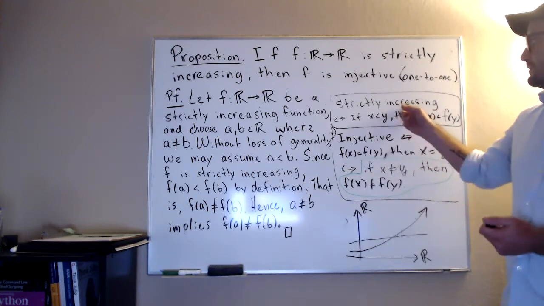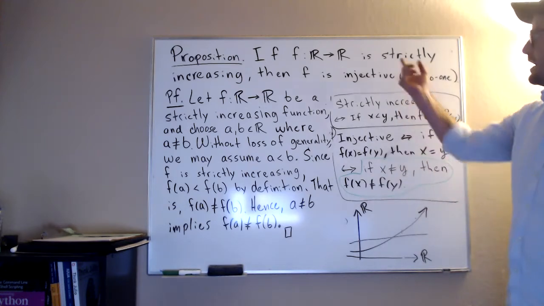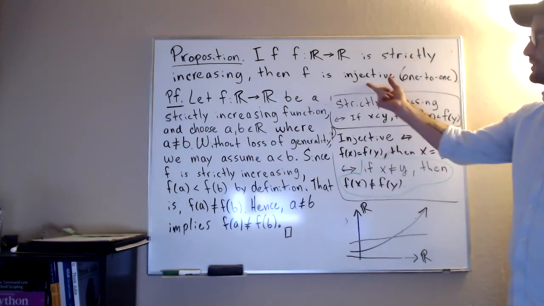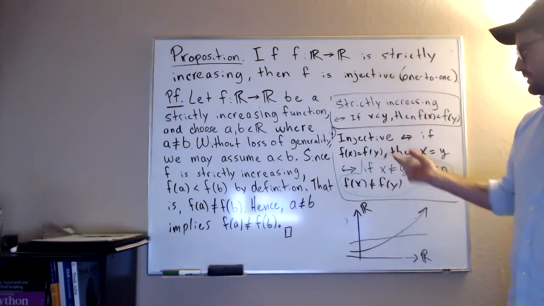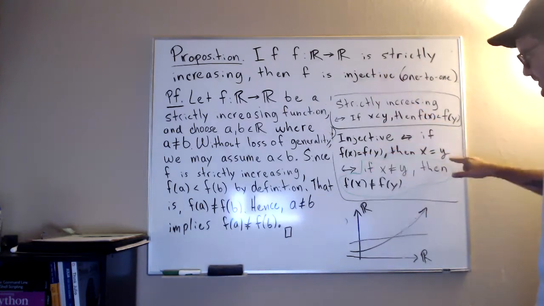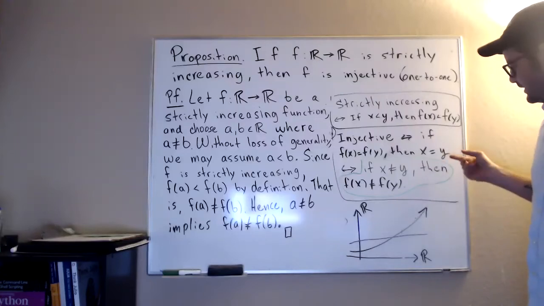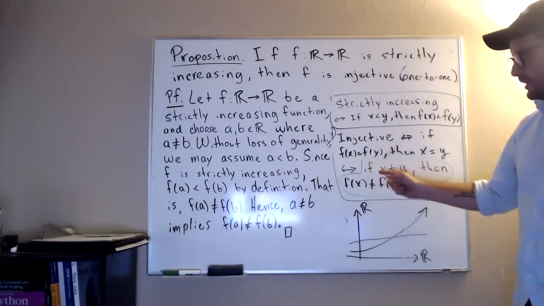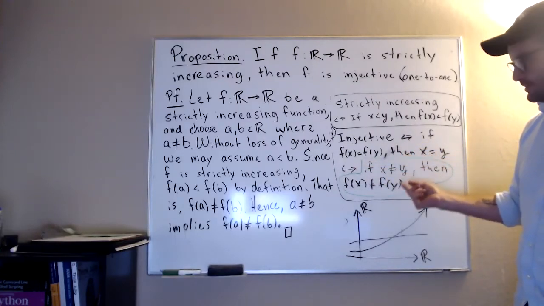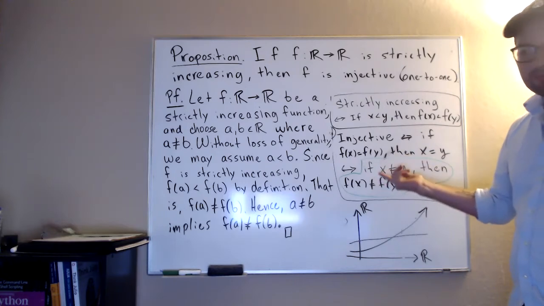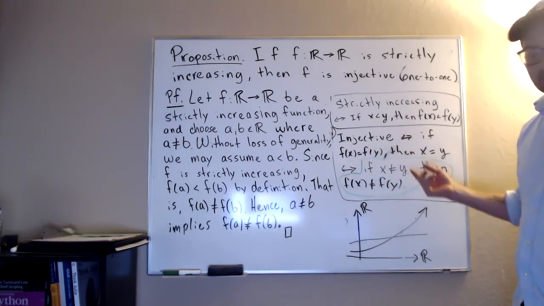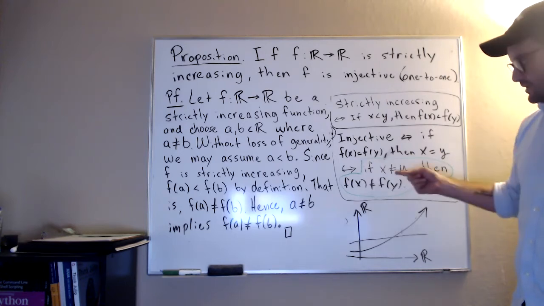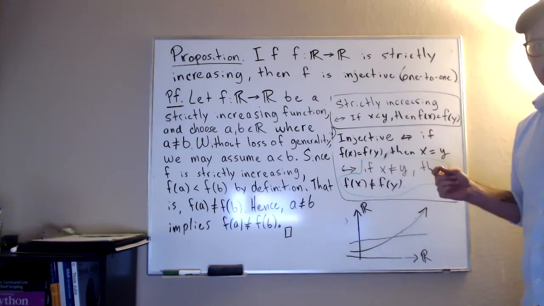I wrote down the definition of strictly increasing just to have it in front of me. I wrote down the definition of injective, as I gave it to you last class. I also wrote down the contrapositive of that definition, because that's the same thing, right? The contrapositive and the original statement will have the same truth value. And we ended up using this in the proof.